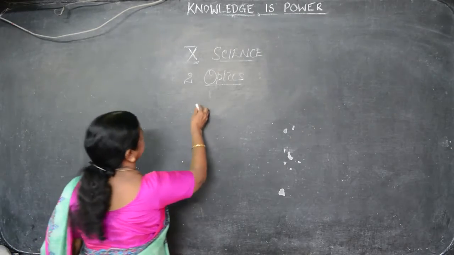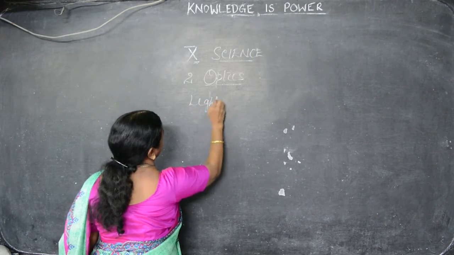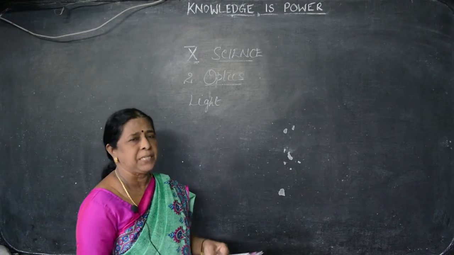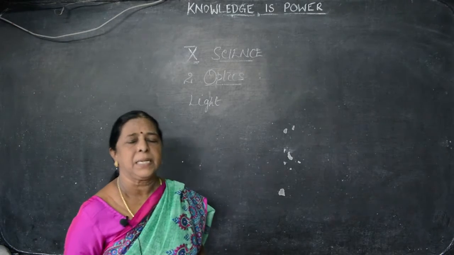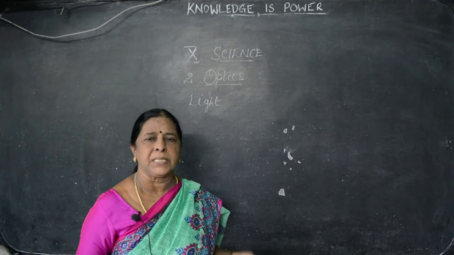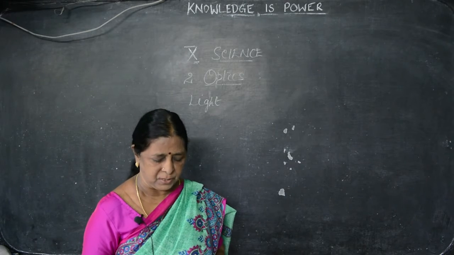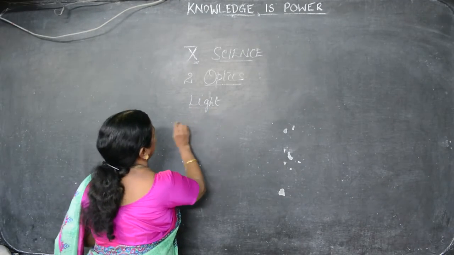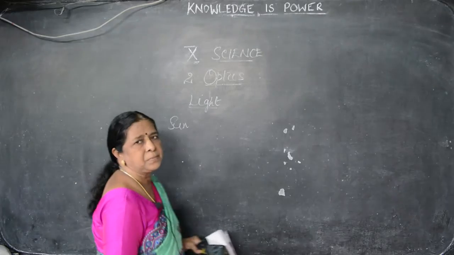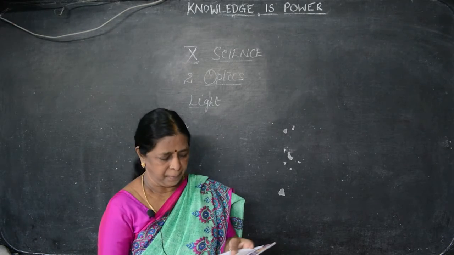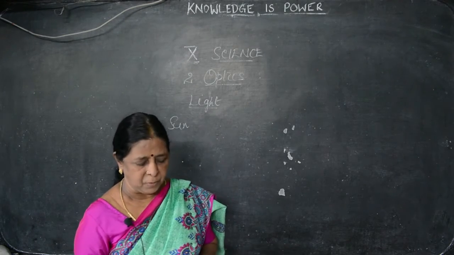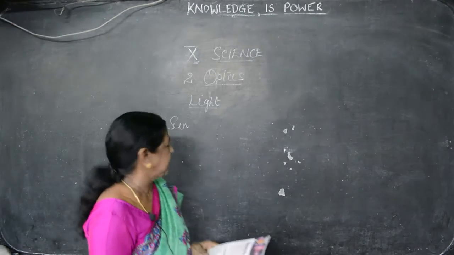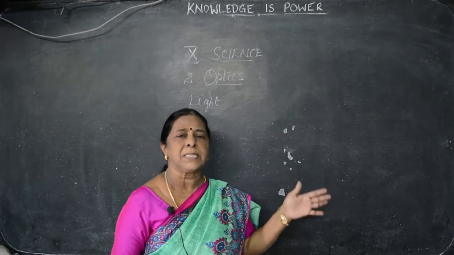First we have to say what is light. Light is a source of energy. There are many energies, like heat energy, sound energy, light energy. So which is the main source of energy? Sun is the main source of energy. So all the objects get light from the sun only. Light is a form of energy which travels in the form of waves. The path of the light is called a ray of light. So the light travels in a straight line.